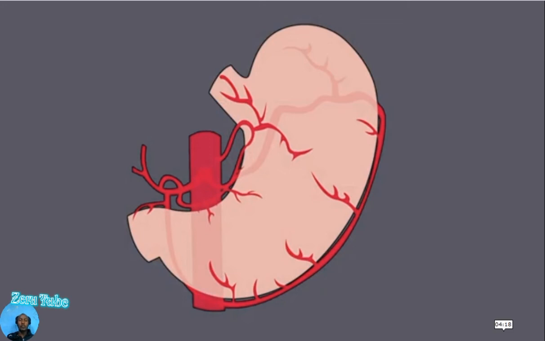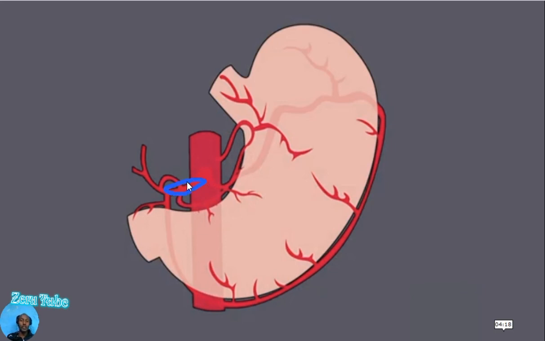Now we discuss the blood vessels of the stomach. The stomach's blood supply is mainly derived from the celiac trunk. So the celiac trunk will give blood supply to the stomach. The left gastric artery gives blood supply to the lesser curvature, and this is the common hepatic artery.